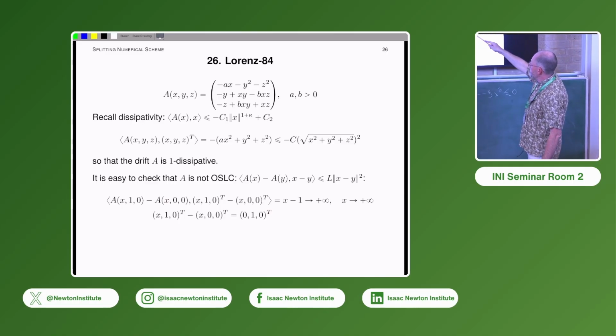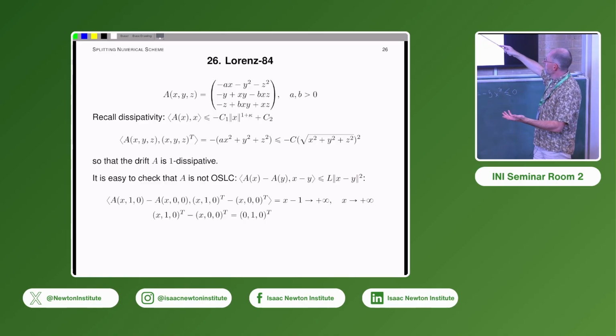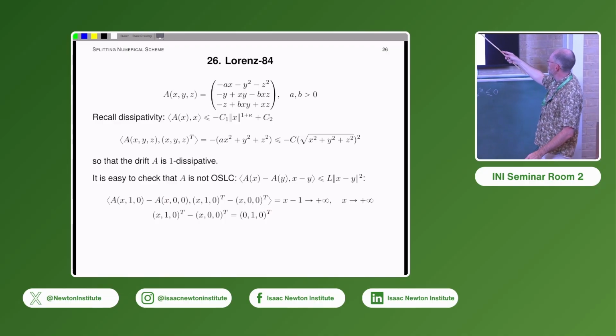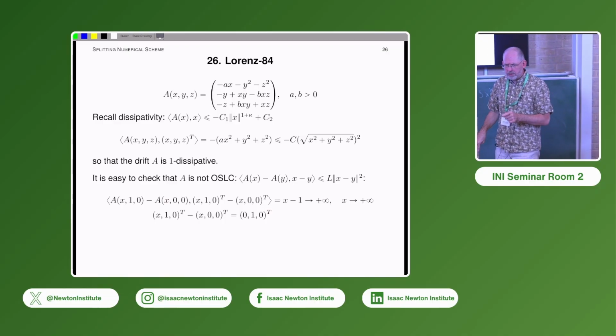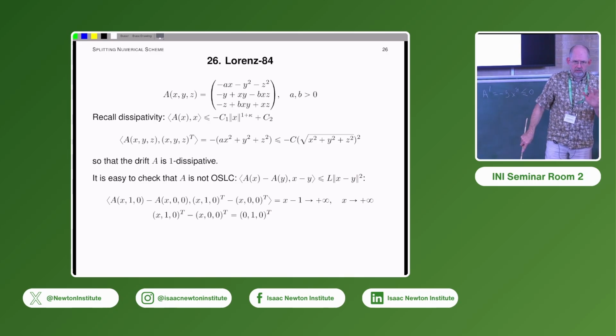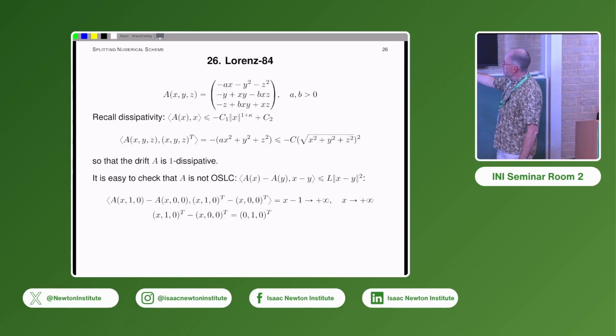Dissipativity: you just show it works. You multiply A times the vector. So this is exactly this. All mixed terms cancel nicely, and you have some constant in the norm. So this is dissipative. Of course, you cannot add Cauchy noise here, but yes, you can do something. And this is not one-sided Lipschitz continuous. So this is the problem.